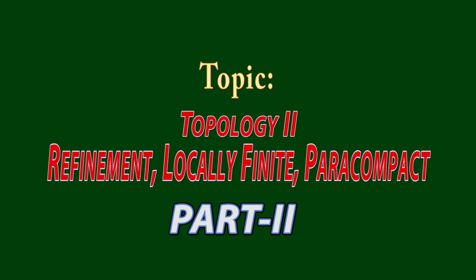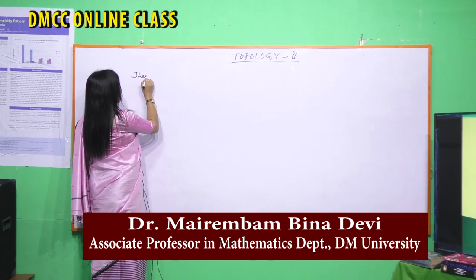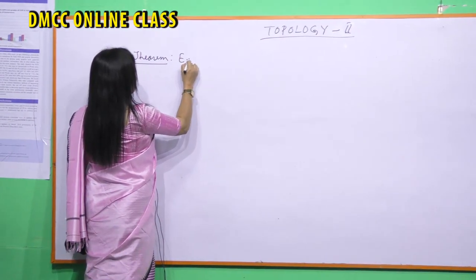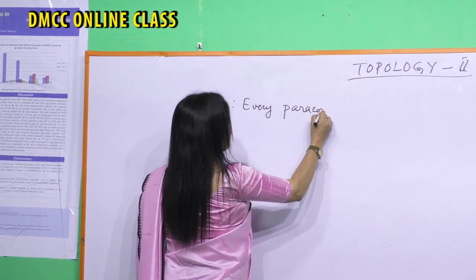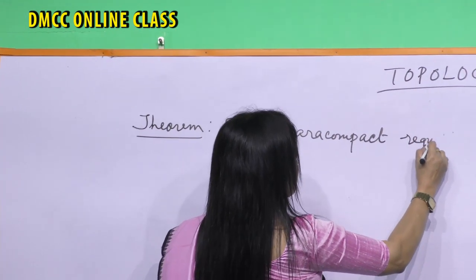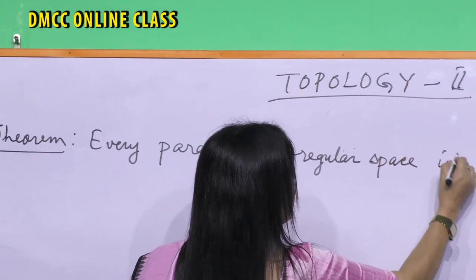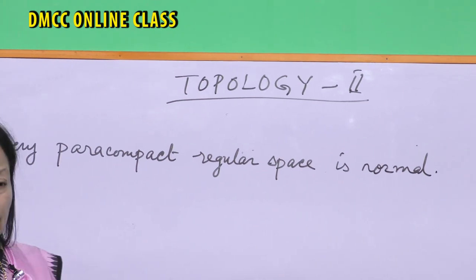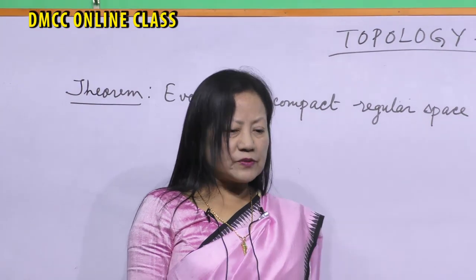Next, let us do a very important theorem. The theorem says that every paracompact regular space is normal. Before proceeding for the proof, let me just again remind you what is a normal space.